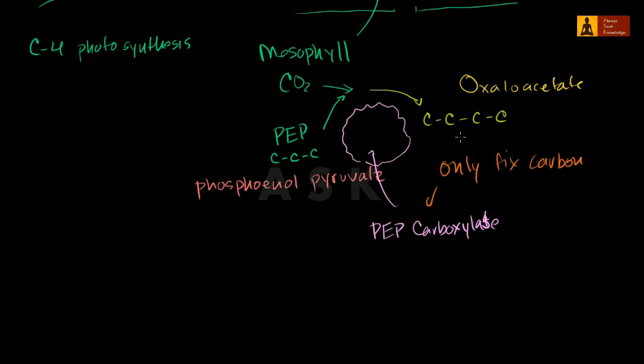Then oxaloacetate gets converted. I made this not as neatly as I would like to. But then that gets converted to either malate or aspartate. But these are all 4-carbon molecules. They're a little different. They're going to have different oxygens and hydrogens hanging off of them. But this is either malate or aspartate. Did I just say carboxylase? No, they're going to form either malate or aspartate.